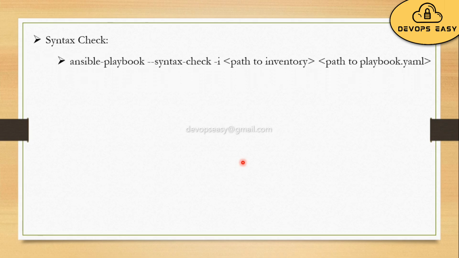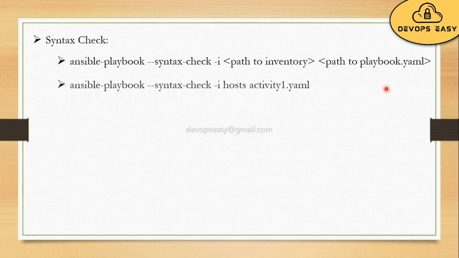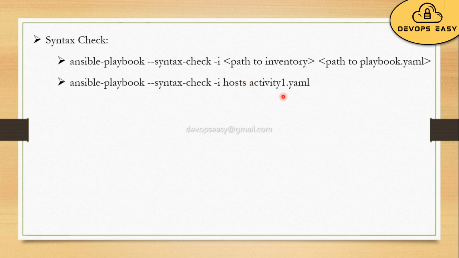So if you want to check whether your playbook is correct or not, you can use Ansible playbook syntax check. It will check the syntax of the playbook YAML file. ansible-playbook -i hosts your file name --syntax-check. In the hosts file, you will have the IP address of the node, and it will check whether you have written the YAML file correctly or not.